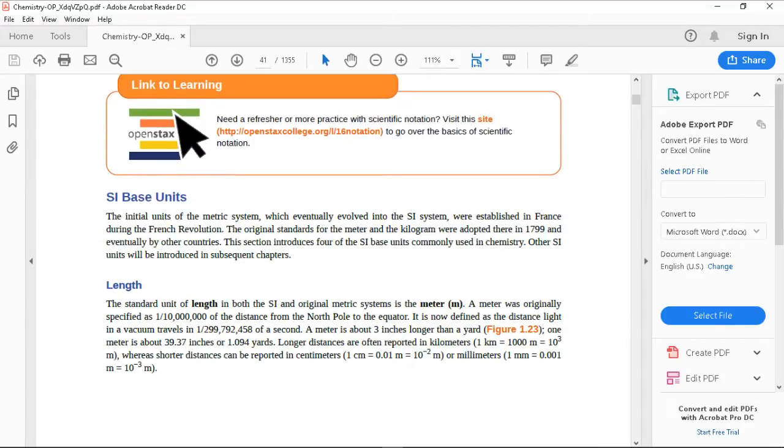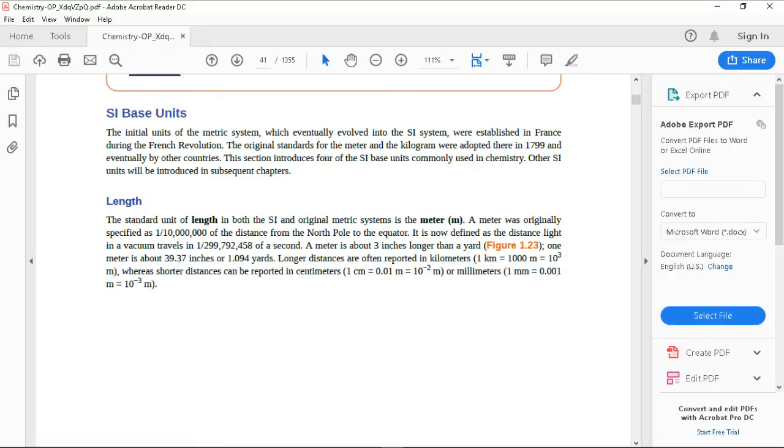Link to learning: need a refresher or more practice with scientific notation? Visit this site to go over this stuff. Alright, SI base units. The initial units of the metric system, which eventually evolved into the SI system, were established in France during the French Revolution.